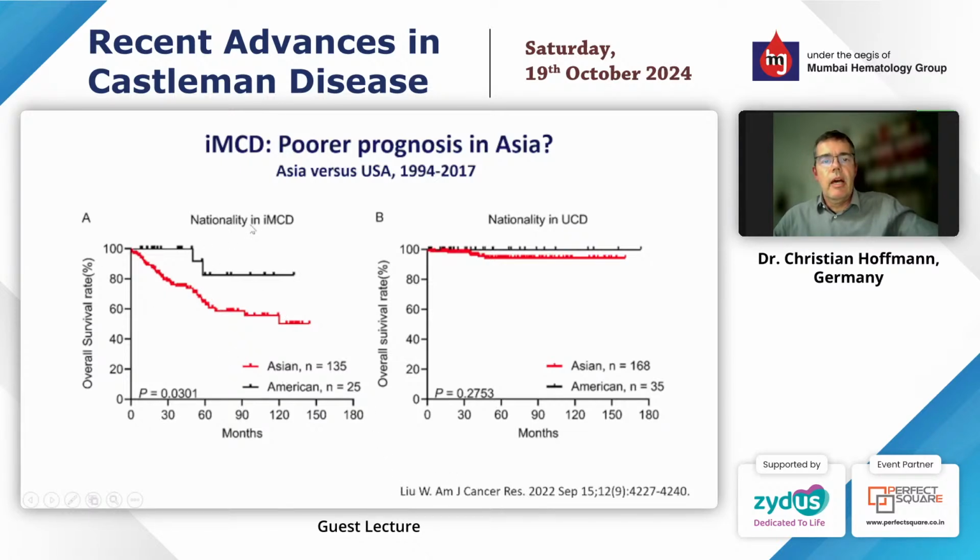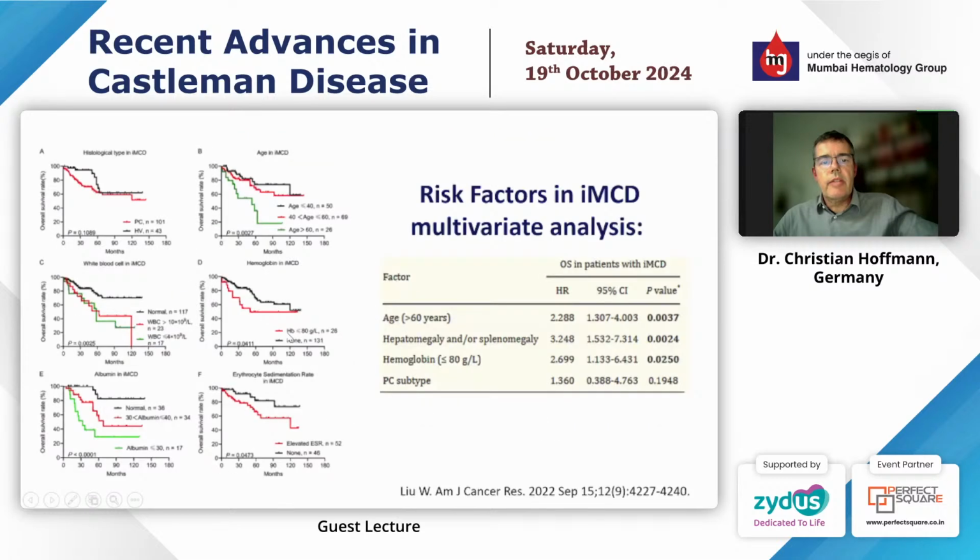People with IMCD tend to have a poorer prognosis. This was not seen in UCD. The same group has evaluated several risk factors, multivariate analysis: age of more than 60, large liver, large spleen, and low hemoglobin had an impact on the prognosis, but not the histological subtype.